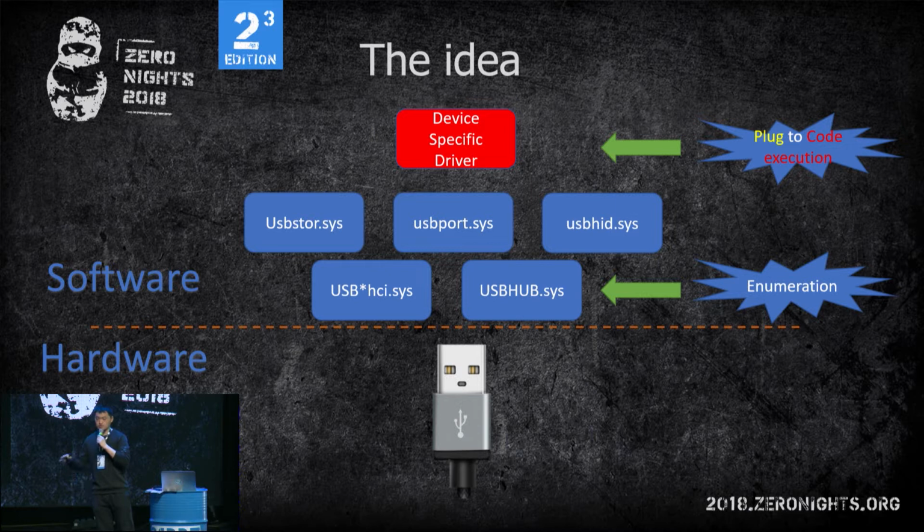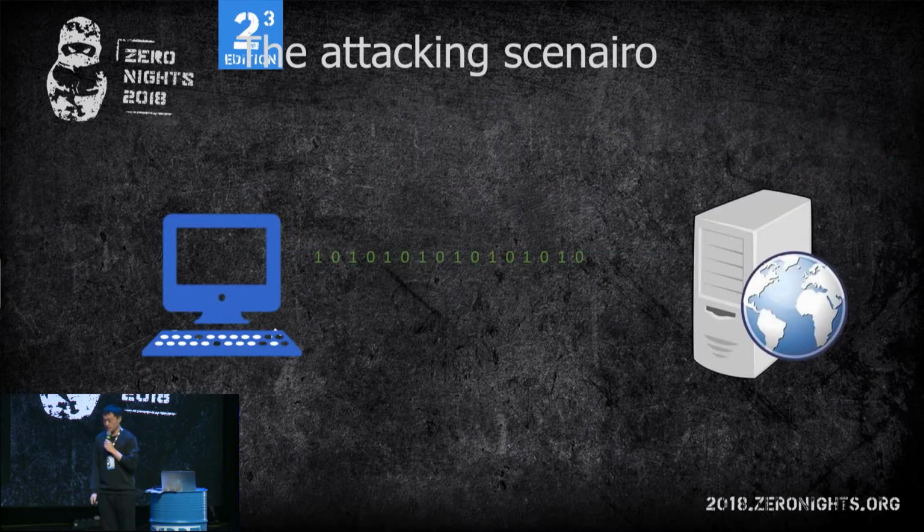If we simplify this process, you will see that we plug in one device and gain code execution in kernel mode. So if we can find some bugs during this process, that would give us control of this code execution in kernel mode and let us gain kernel privilege.